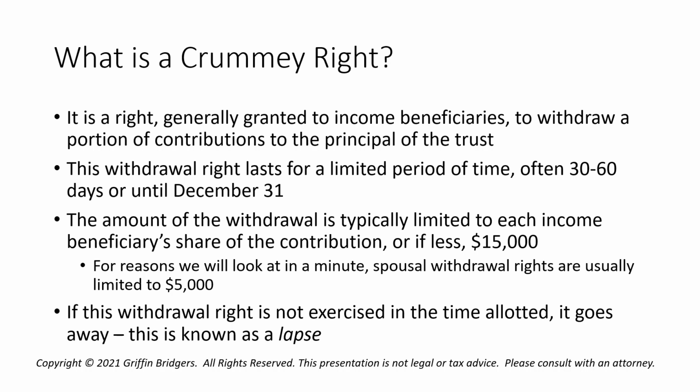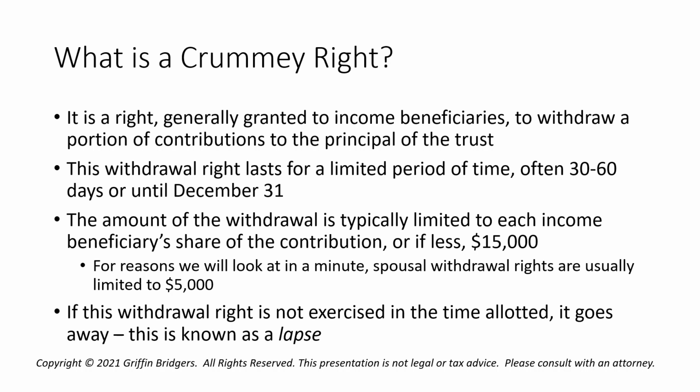I'll briefly explain in a minute that usually the withdrawal rights would be equal among all income beneficiaries, except in the case of a spouse, because a spousal withdrawal right is typically going to be limited to $5,000 for generation skipping transfer tax purposes. Now, if this withdrawal right is not exercised in the time allotted, then it goes away. This is what's known as a lapse. And the lapse is going to create all sorts of issues.